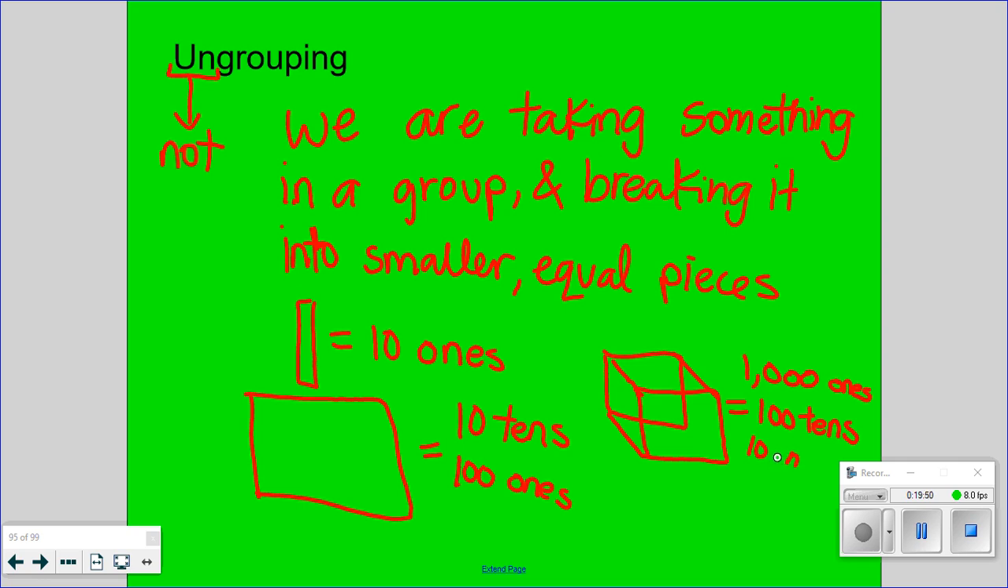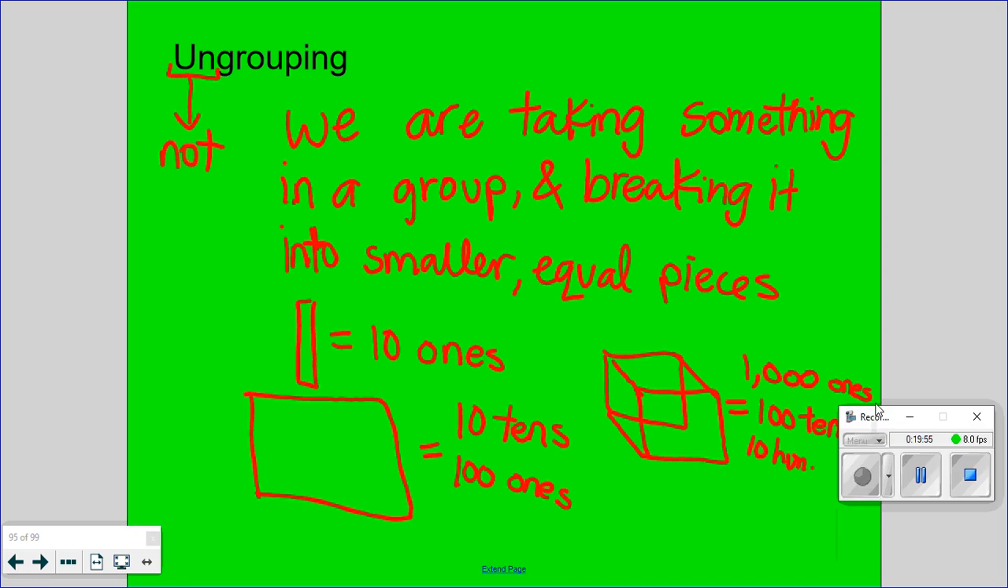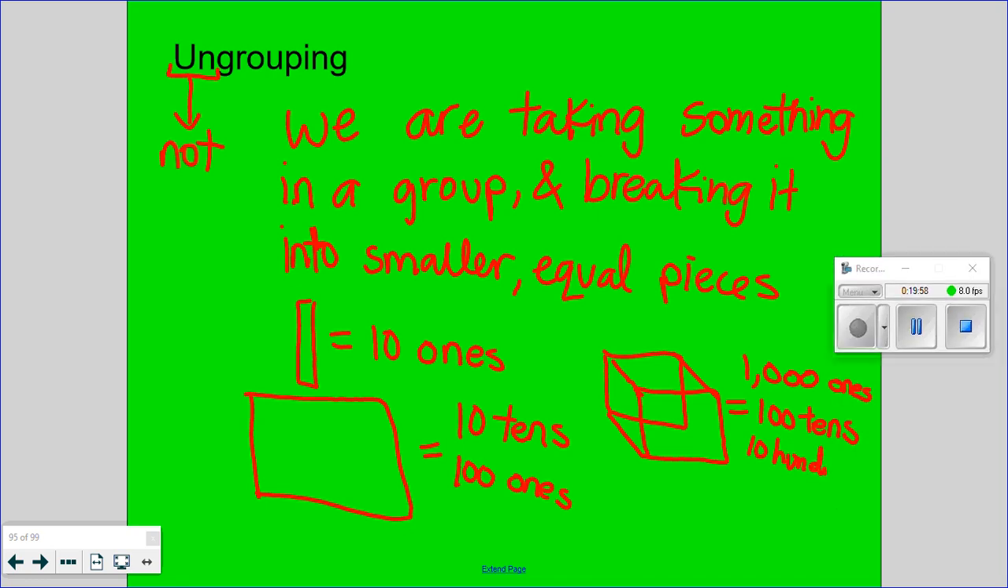Yes. I'm noticing that the bigger number we get, the more you can use. Say that one more time. The bigger number we get, the more you can use. What do you mean by the bigger number we get? Like, for the tens, we only got 10 ones. Yep. But for the hundred, we got 10 tens and 100 ones. And for the thousand, we got 1,000 ones, 100 tens and 10 hundreds.